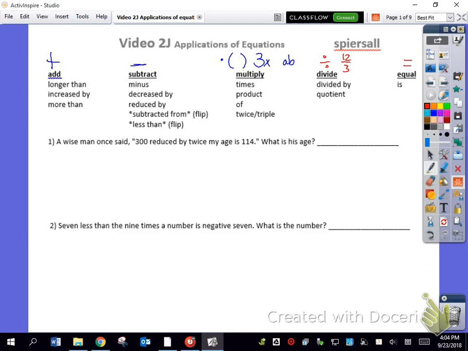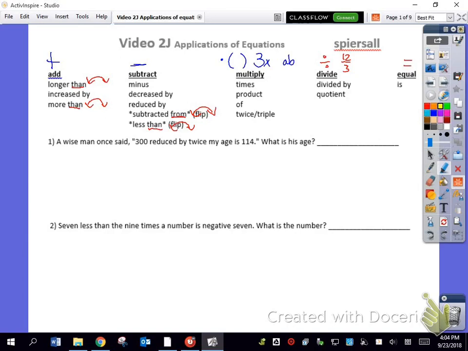One last thing, remember when you have the word "than," that means to switch. You switch the order. So anytime you see "than," you're going to switch, and then the other word is "from." When you see "from," you need to switch. Other than that, they stay in the order given.